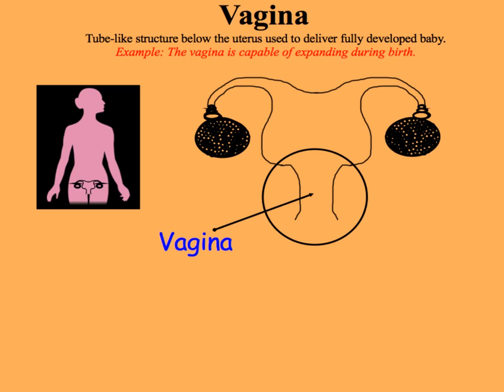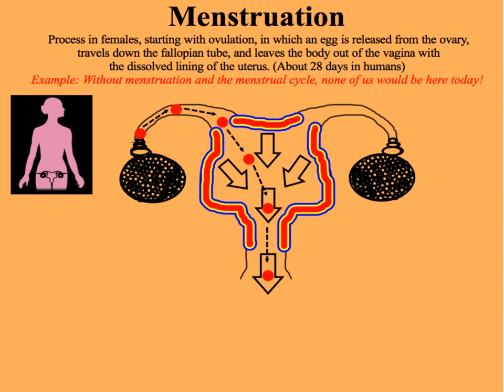And this uterus actually has an ability to expand large enough for the baby to exit through the body during childbirth. Menstruation, this is the process in females starting with ovulation, in which an egg is released from the ovary. It travels down the fallopian tube, leaves the body, out of the vagina, with the dissolved lining of the uterus. And this happens about every 28 days in humans. Without this cycle, none of us would be here today.